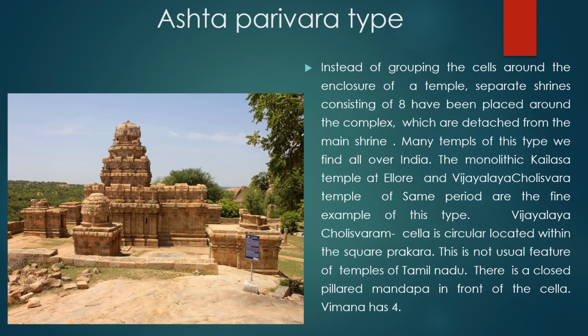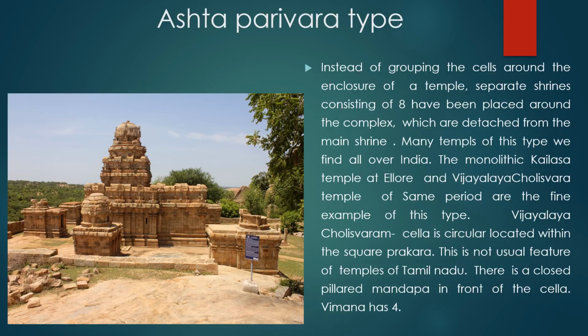Apart from these, we have some Ashtaparivara type temples also in India. Instead of grouping the cells around the enclosure of a temple, separate shrines consisting of 8 have been placed around the complex, which are detached from the main shrine. Many temples of this type we have all over India, such as the monolithic Kailasa temple at Ellora and Vijayalaya Cholisvaram temple at Narthamalai in Pudukkottai district of Tamil Nadu.